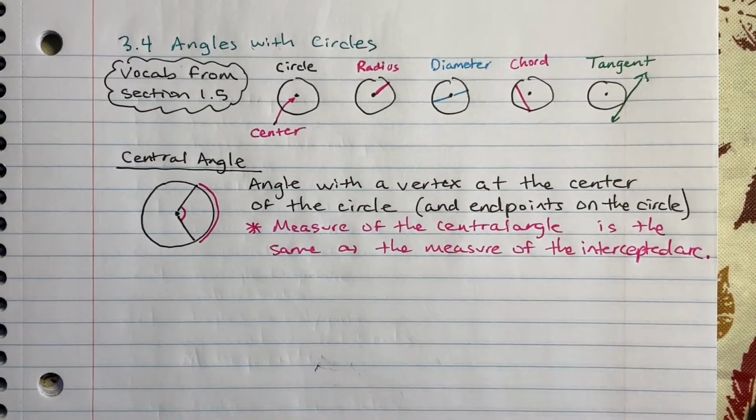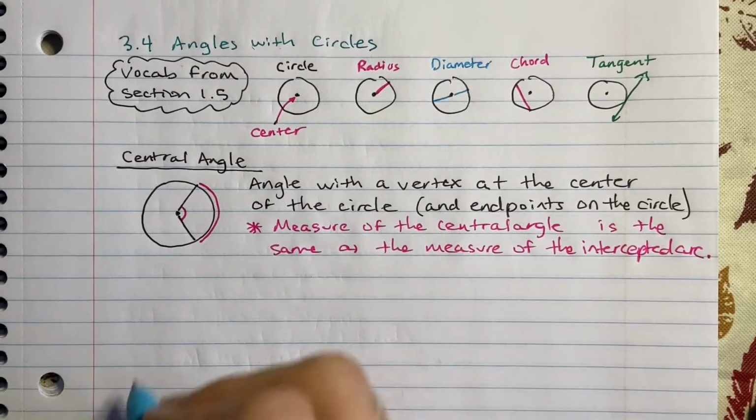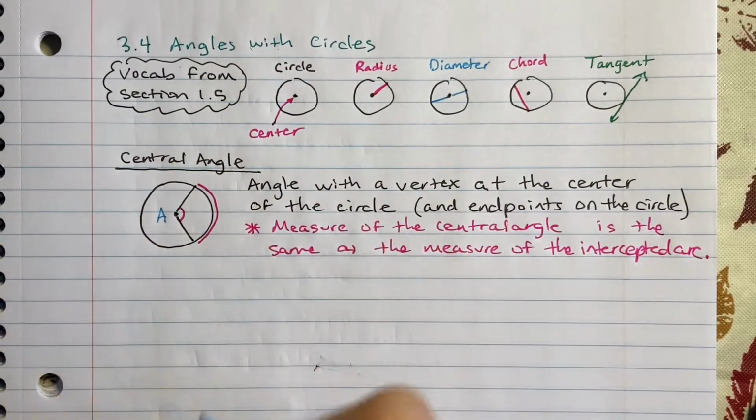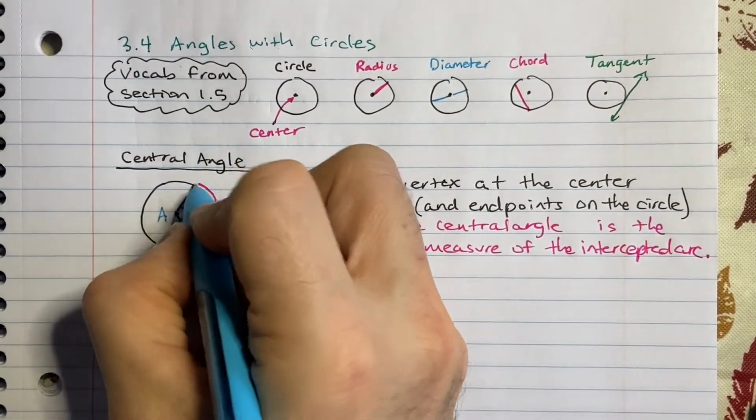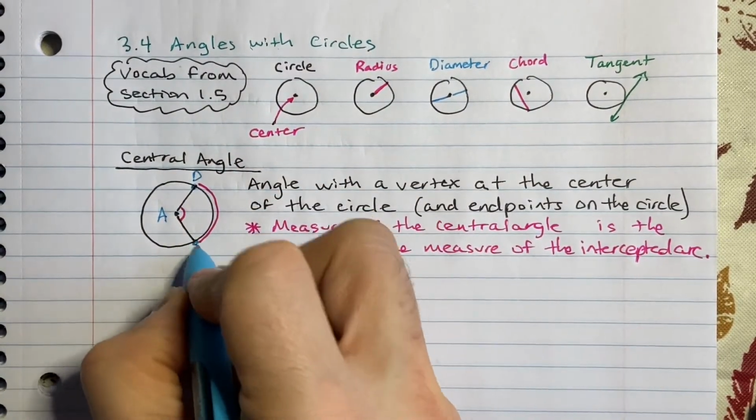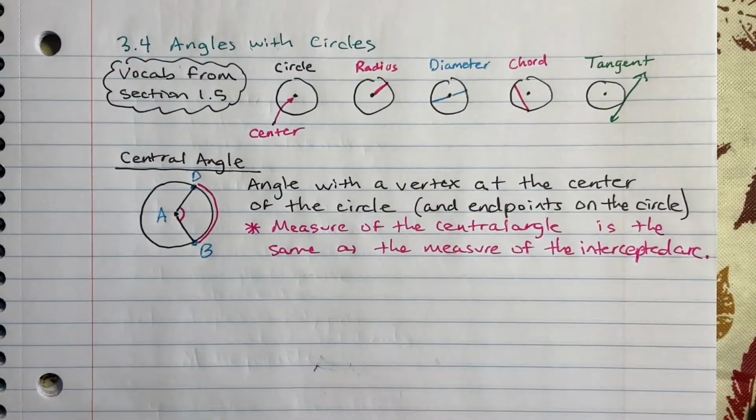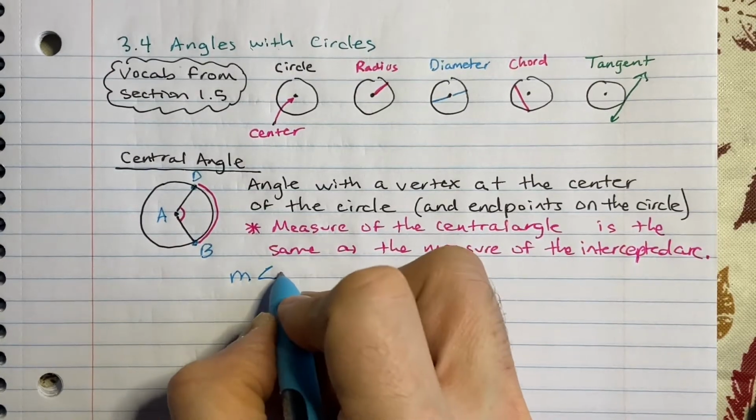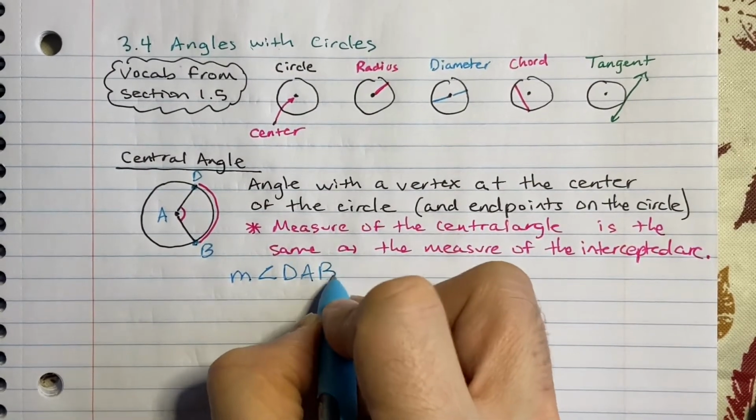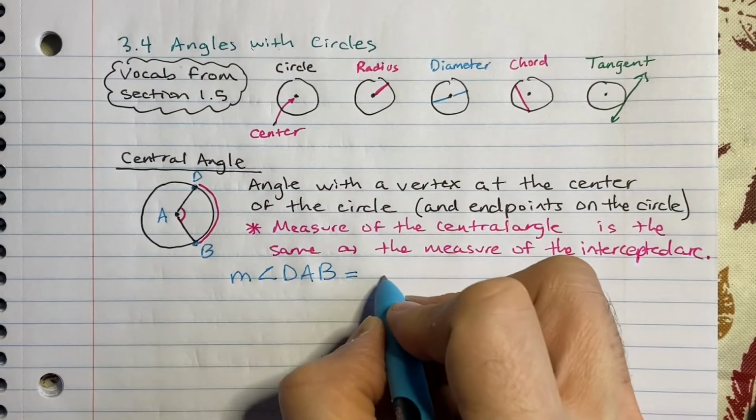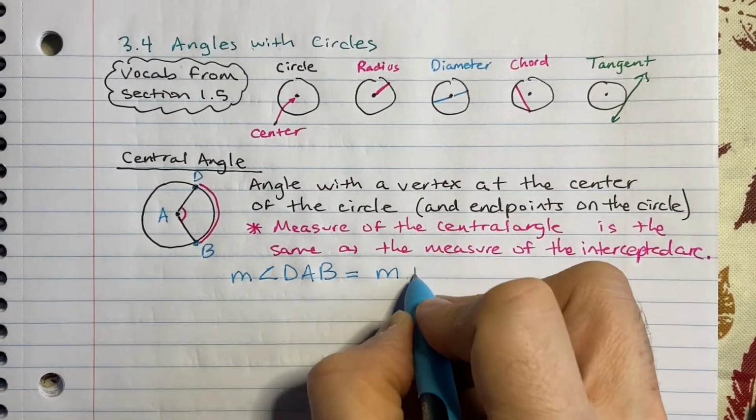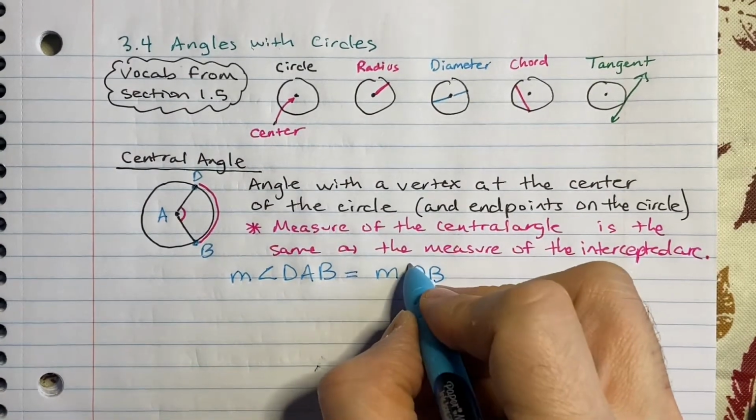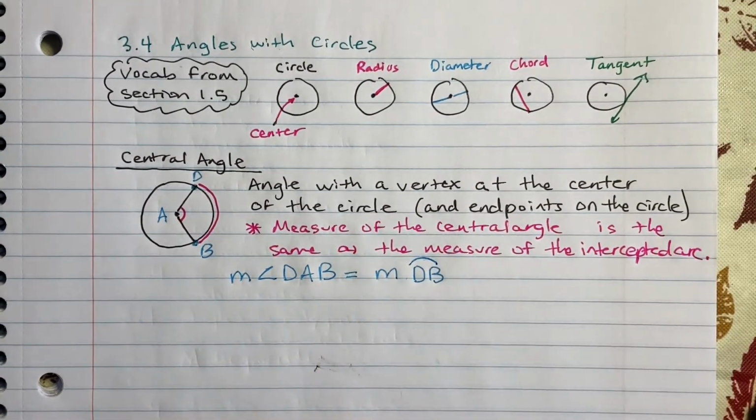Now if we were going to give a little bit of an example here, or maybe some notation, let's just add some notation. So let's call this point A right in the middle of the circle, and then we'll put a D here, and we'll put a B down here. So we could say then effectively that the measure of angle DAB is equal to the measure of arc DB. And I want to remind you that arcs, we put 2 letters, and then you draw a kind of a rainbow over the top of that.